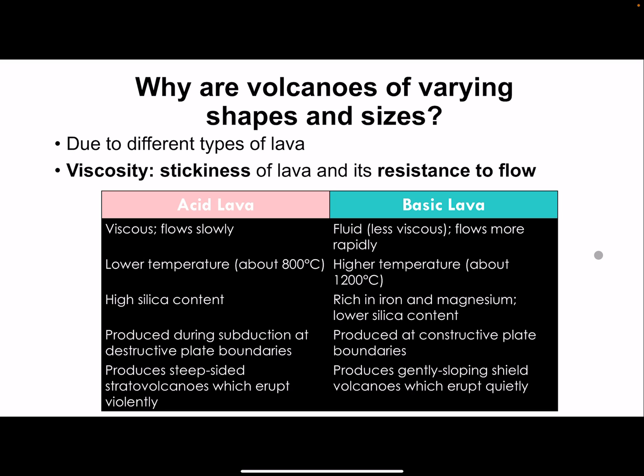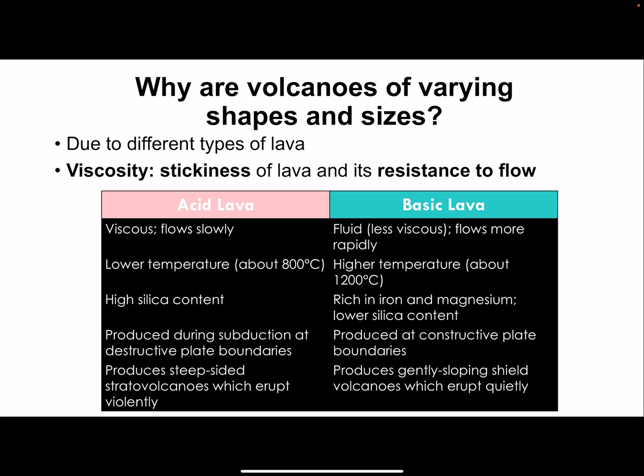So why would there be different types of volcanoes, different shapes and sizes? Basically, it's due to the different type of lava that's present in the area. Now, you may be thinking, if we learned earlier on that the mantle material is one continuous blob of molten magma, there shouldn't be a difference between the composition of lava, because it is a continuous blob and is intermingling due to convectional currents. So it should be the same material.